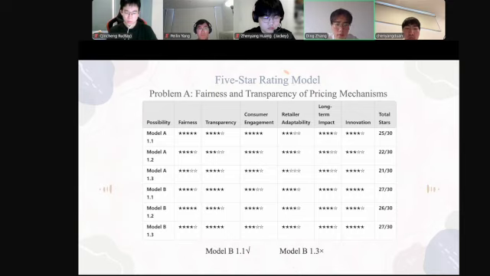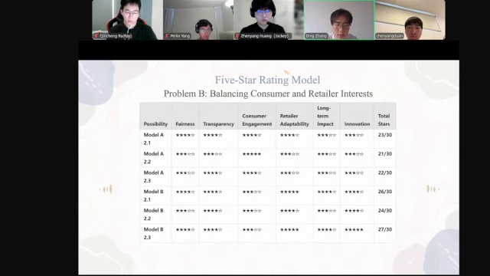But here we can see that the overall scores of model B1.1 and model B1.3 are the same, but we prefer the former because model B1.1 is more transparent and adaptable to retailers. It can more directly address pricing transparency and build long-term consumer trust. The audit mechanism of model B1.3 is more complex and has less direct impact on consumers, so model B1.1 is preferred. Next, it's the rating of problem B, balancing consumer and retailer interests. We can see that the highest overall score is model B2.3.